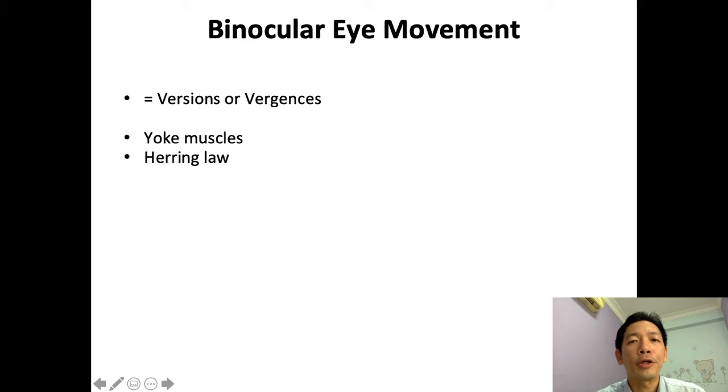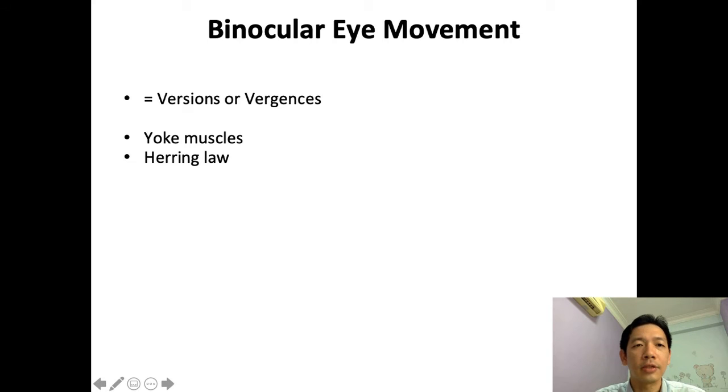So how about binocular eye movement? The first thing to understand is a conjugate. Okay, conjugate means that the movement is in the same direction. So is all binocular eye movement a conjugate movement? No, not necessarily. In the binocular eye movement, it further divides into two. One is a conjugate eye movement because of versions. The other thing is a disconjugate eye movement. They actually act in a different direction.